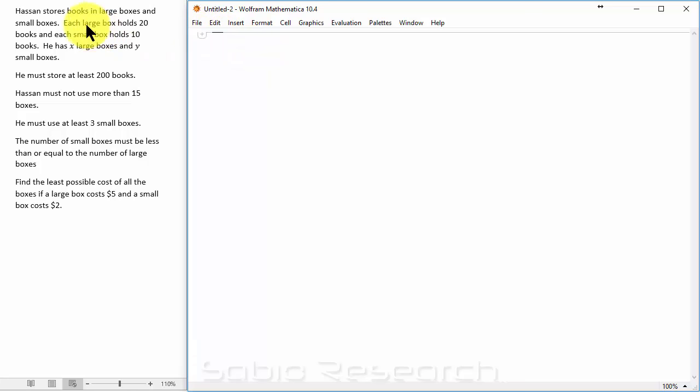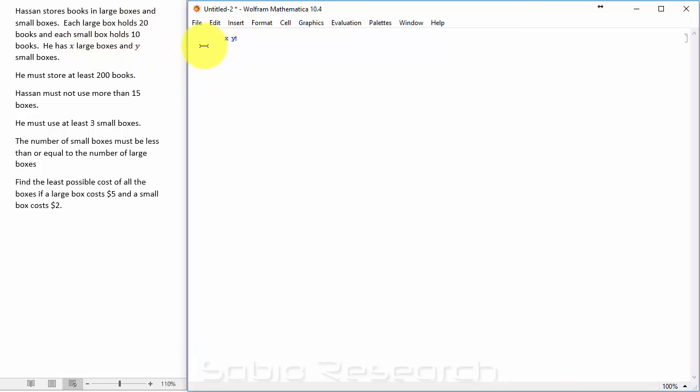I would like to illustrate this classic linear programming problem here. So first, this is the story you can read, and he has to hold at least 200 books. So let's see how we can do this here. So it has 200 books by having, say, X and Y boxes, right?